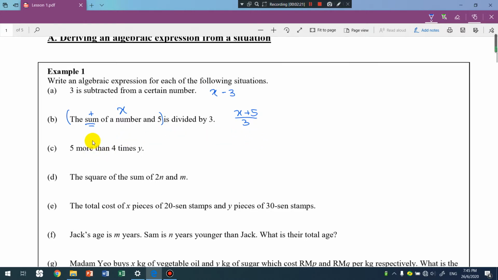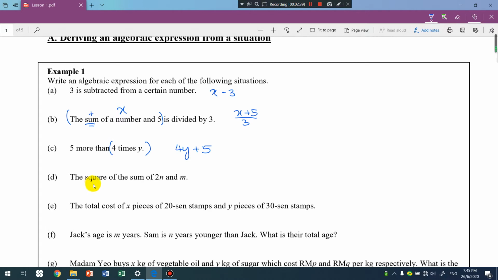Okay, let's go to C. 5 more than 4 times y. 4 times y means 4y. 5 more than this, so this is 4y, and we need another 5. Add 5.